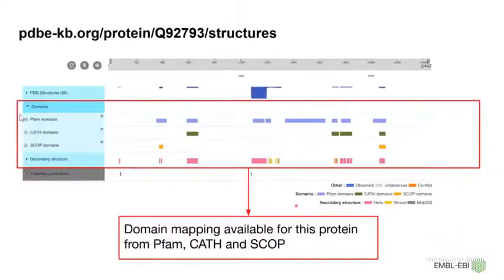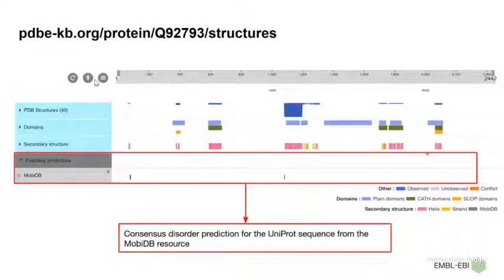You can also see domain information. We have domain information from Pfam, CATH, SCOP, and even InterPro, which is highlighted in this section. In terms of flexibility, we have data coming from MobiDB, which basically gives a consensus disorder prediction from the UniProt sequence for a given UniProt sequence. For more details about our other partners, we will talk about it in the annotation section.